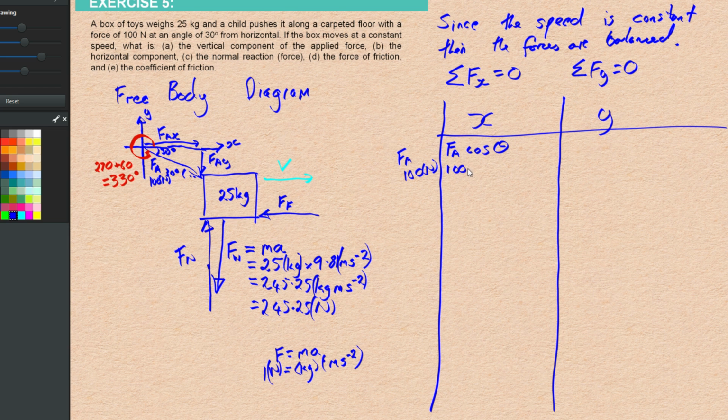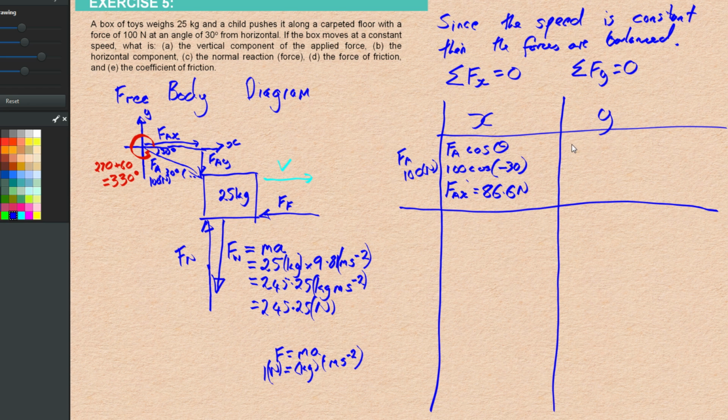So I'll have 100 newtons. I'll put the unit at the end. 100 cos minus 30. Okay, and that will still work out the same as if we use 330 in there. And calculator says 100 cos bracket minus 30 is 86.6 newtons. So Fa in the x direction is 86.6 newtons.